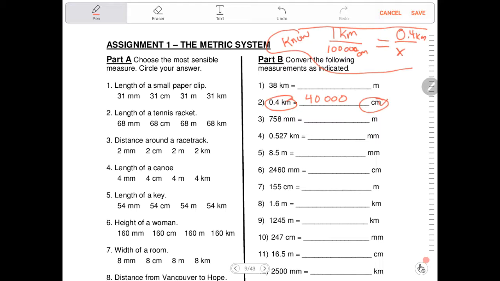And finally, where do you find that information? You can find it by simply Googling it. So what I did, because for number 2, I wanted to know kilometers to centimeters, I simply Googled 1 kilometer is equal to how many centimeters? And it told me 1 kilometer is equal to 100,000 centimeters. You can use whichever one you want to use, and I will refer to both of these as we move along. Okay, let's try some practice.